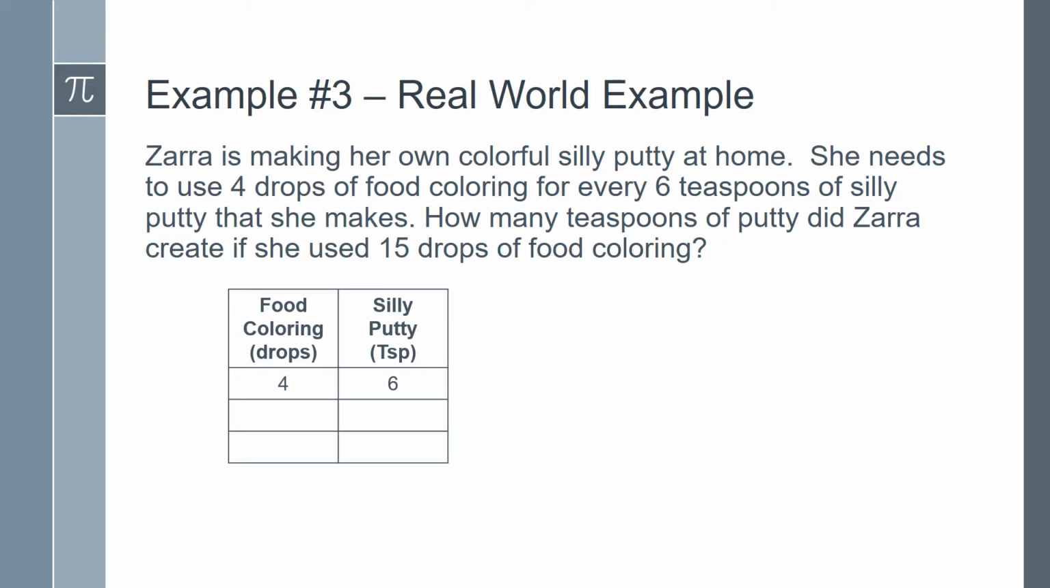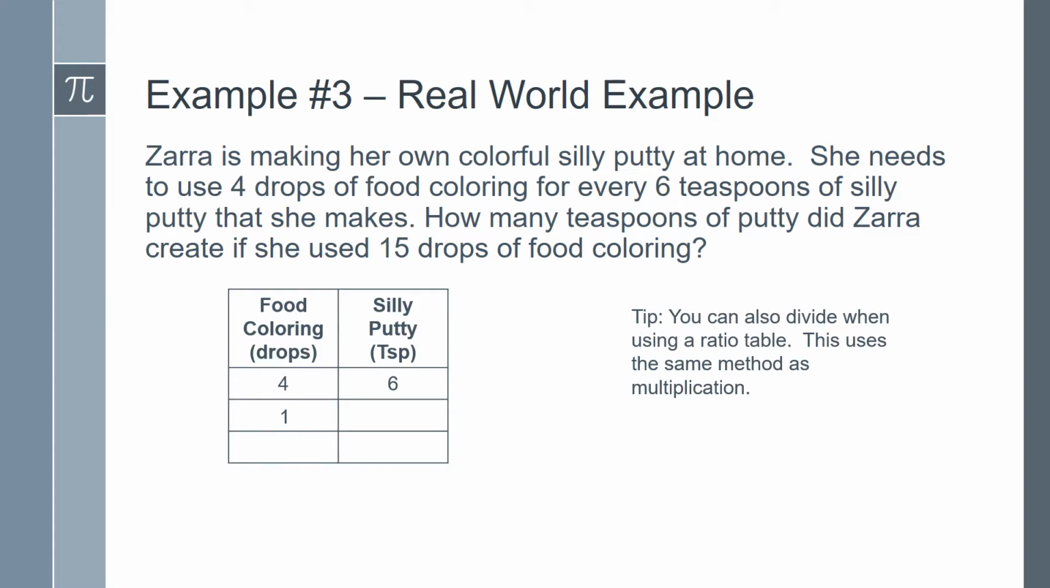For this problem, we need to plan ahead because we need to get from 4 drops of food coloring to 15 drops of food coloring. 4 is not a factor of 15, so we can't just multiply straight to get there. In this case, we'll actually use division to get from 4 down to 1. Then once we figured out that ratio, we can increase from 1 to 15 drops of food coloring. This will use the same method as multiplication.